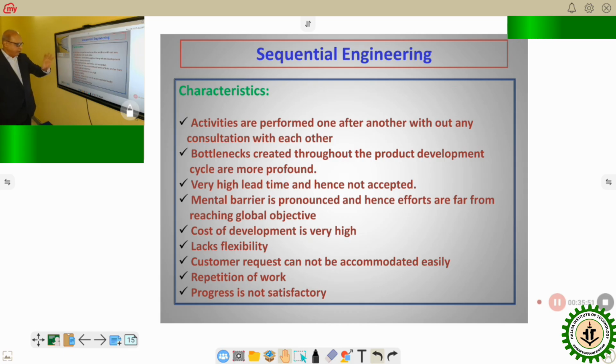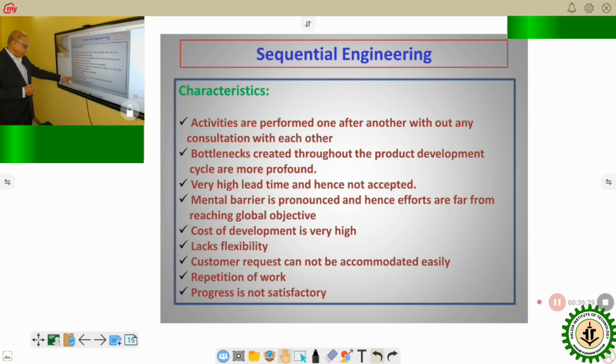Afterwards, we have a drawing which will explain it better. Mental barrier is pronounced and hence efforts are far from reaching global objective. Mental barrier is pronounced because once again, marketing people have a different ambience, design people a different work culture, production people a different work culture. So there will be mental differences, the psychological barrier. Cost of development is very high. See, the activities are quite often duplicate in nature and performed one after another. Lot of idle time needs to be incurred, which in other words, enhances the cost of the production.